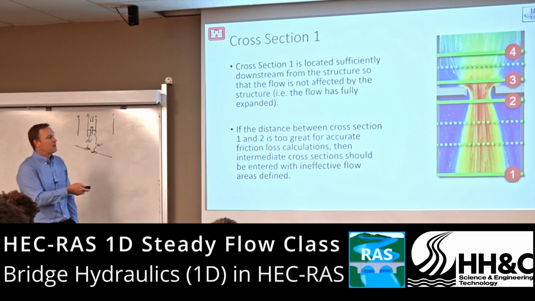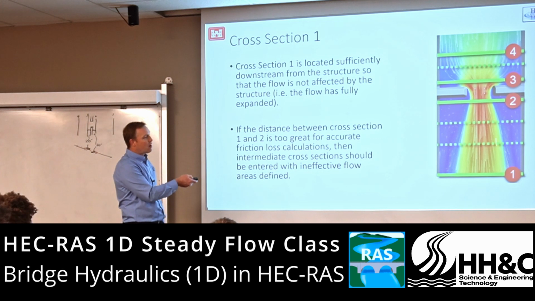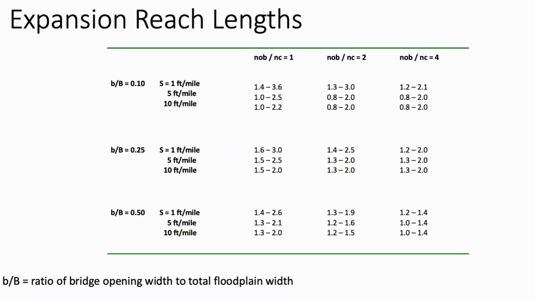So one thing that we wanted to know is, well, how fast is water going to expand? And so some research was done on idealized bridge systems, and based on the slope of the channel, based on the obstruction, so this is the opening width to the total floodplain. So this is very obstructed, right? Ratio of bridge opening width to total floodplain width. So this is a 10% opening. So this is very obstructed to not very obstructed. And then based on the end values in the overbank to the channel, came up with some regression analysis to figure out how long it's going to take for things to expand.